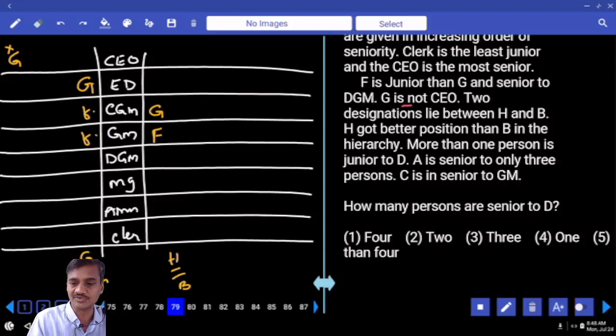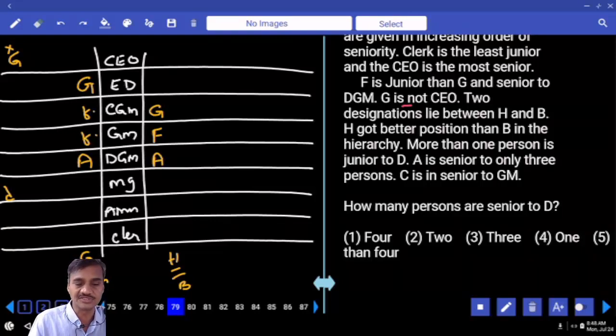And next one, more than 1 person is junior to D. That means D cannot be more than 1 person. That means at the lowest D can be the manager or above this manager. Isn't it? Cannot be below this manager because more than 1 person is given. A is senior to only 3 persons, 1, 2, 3, A must be here. Hence, A must be the DGM.